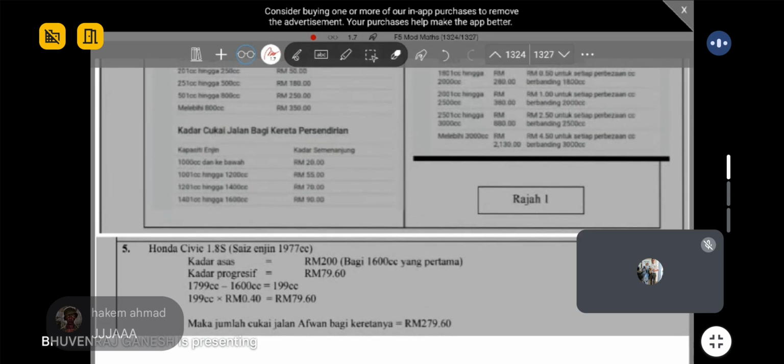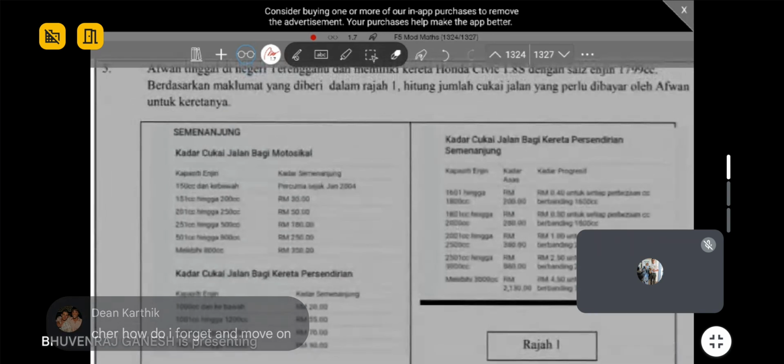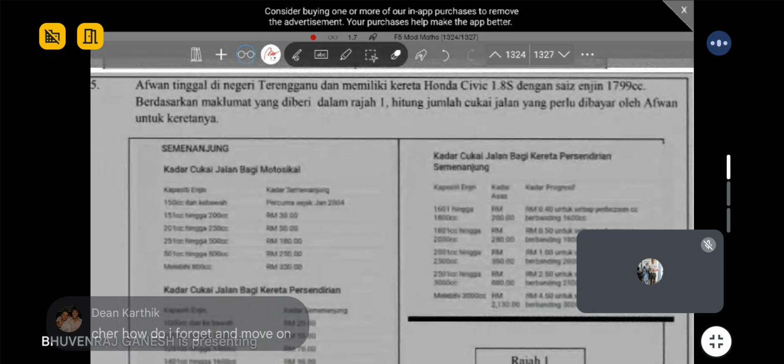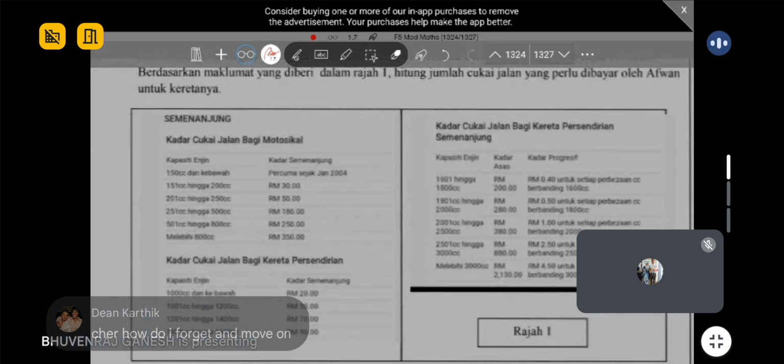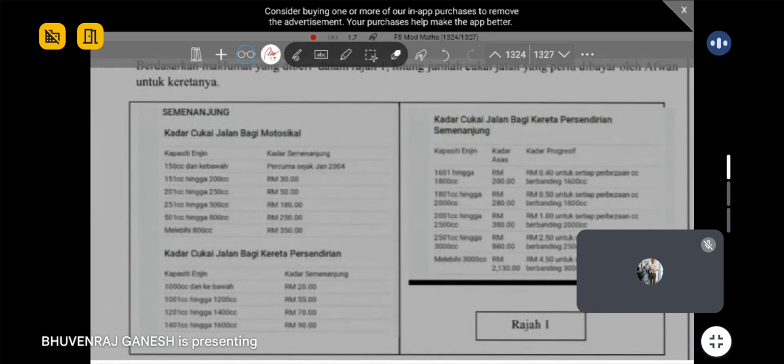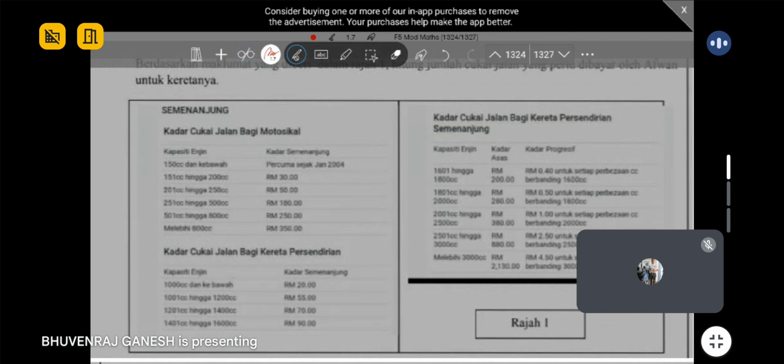Now you, Hakim. Okay, so this one basically they tell you is 1799 cc. So 1799 cc. First step, you must find the base rate. So base rate is over here. This one, RM200 Kadar Asas.